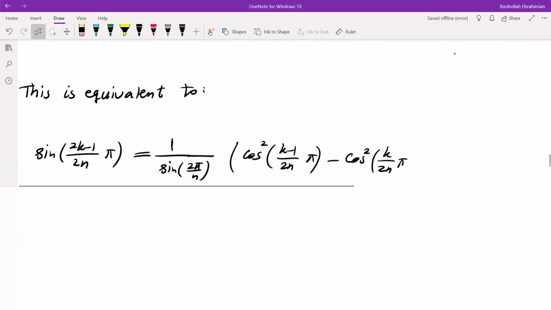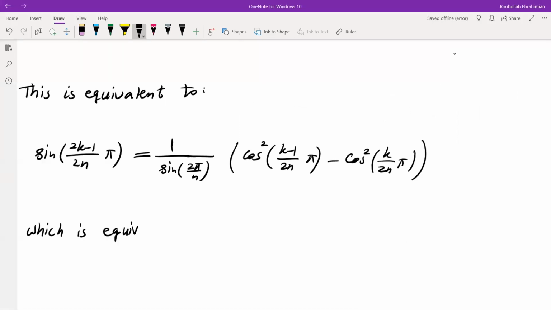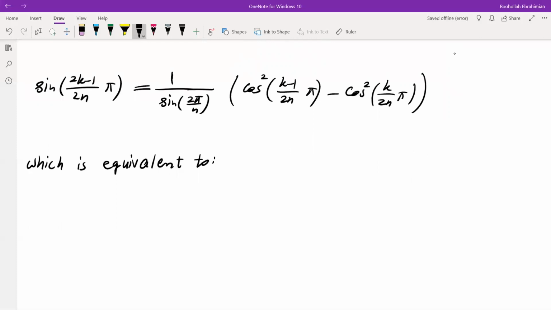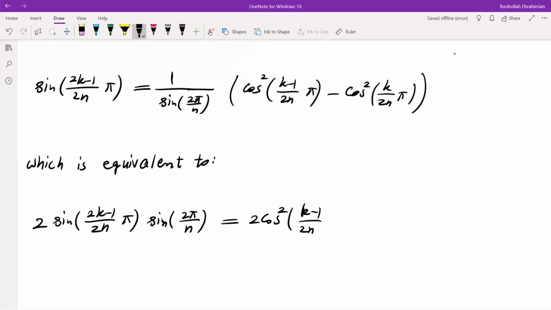So we get that, which is equivalent to, so I'll clear the denominator and then I'll multiply both sides by 2. 2 sine of (2k minus 1) over 2n pi sine of 2 pi over n equals 2 cosine squared of (k minus 1) over 2n pi minus 2 cosine squared of k over 2n pi.